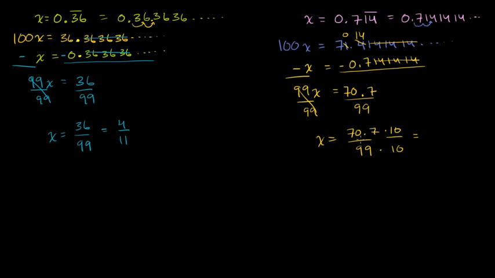And so we get 707 over 990. Let's do one more example over here.